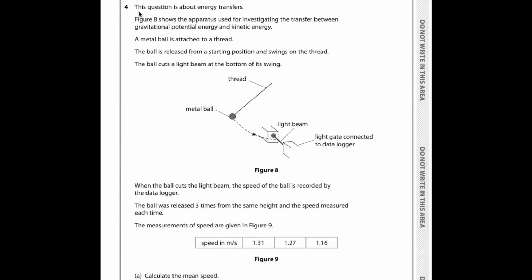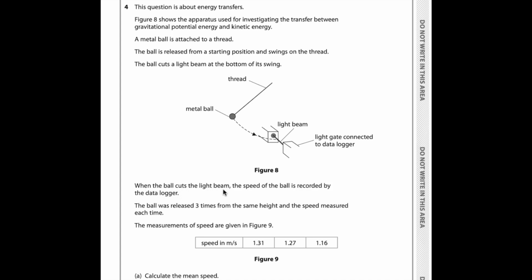Question 4. This question is about energy transfers. Figure 8 shows the apparatus used for investigating the transfer between gravitational potential energy and kinetic energy. A metal ball is attached to a thread. The ball is released from a starting position and swings on the thread. The ball cuts a light beam at the bottom of its swing.